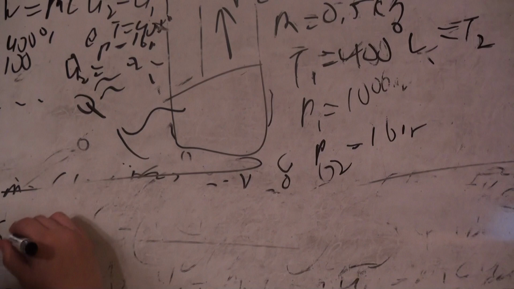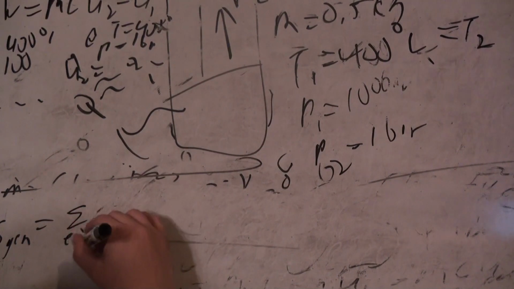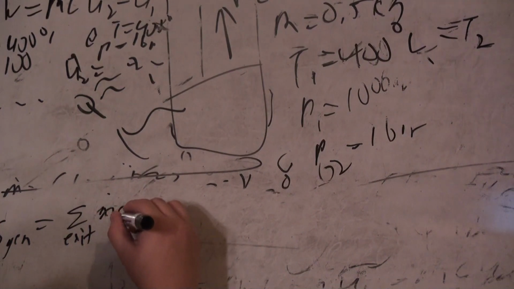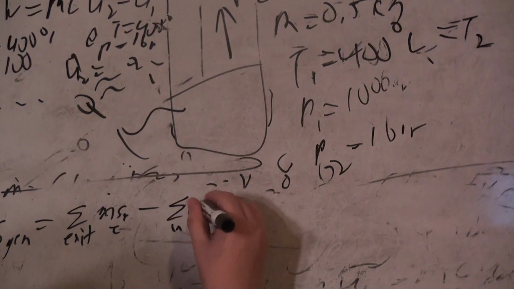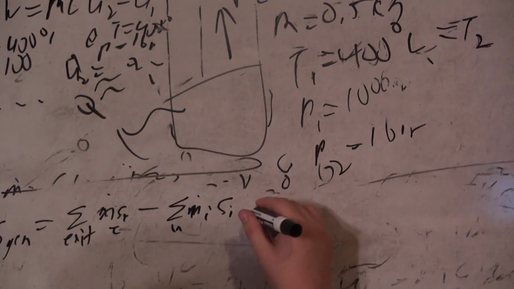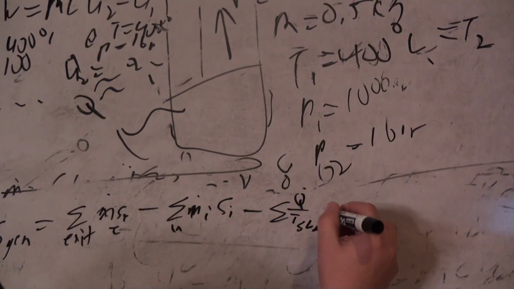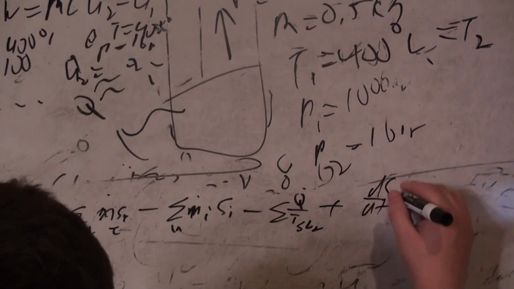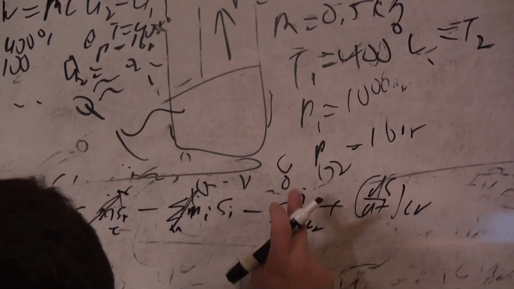We have S dot gen of the universe equals the summation of exits, M dot S, minus the sum of ins, M dot S, minus the sum of all the sources of heat transfer divided by the surrounding temperatures, plus dS/dt of the control volume. Well, there's nothing coming out, there's nothing coming in.